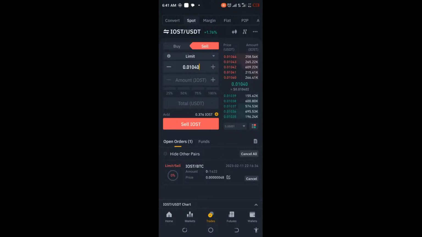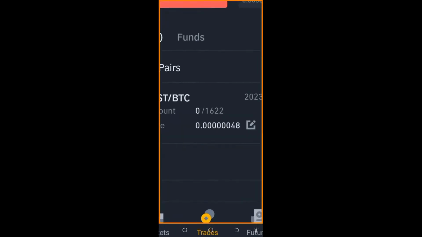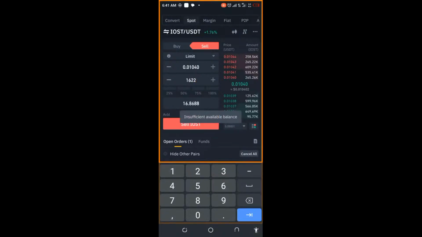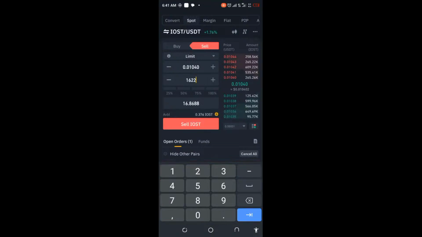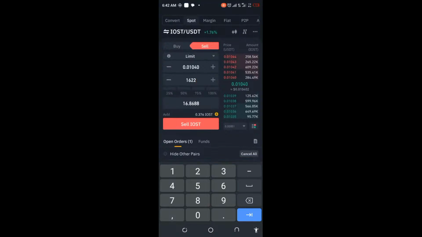So this is 0.0104. Let's see, this is 1622. All right, so let me put it in there. That's 1622. So what do we get? We started this out with 1670-something. Let's not waste time, but I think we started with 1670 something. So this is an opportunity to make profit. Let's be sure that we're on point.